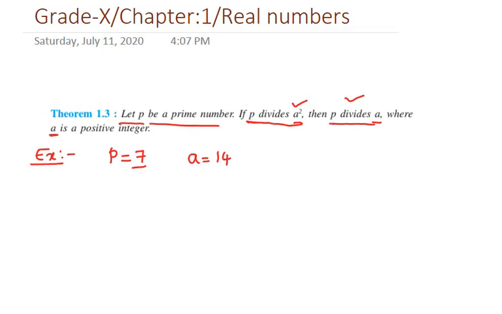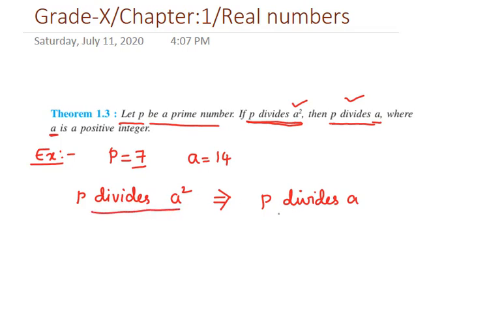Now I am testing whether this condition is satisfied or not. Which condition? P divides A square. Is it correct or wrong? I am going to check. If this statement is satisfied, then I will write another statement, that is P divides A. If this statement is not satisfied, then I will not write the statement. If P divides A square is not satisfied, then we are not allowed to write this statement either. If it is satisfied, then you are allowed to write P divides A. Is it clear?